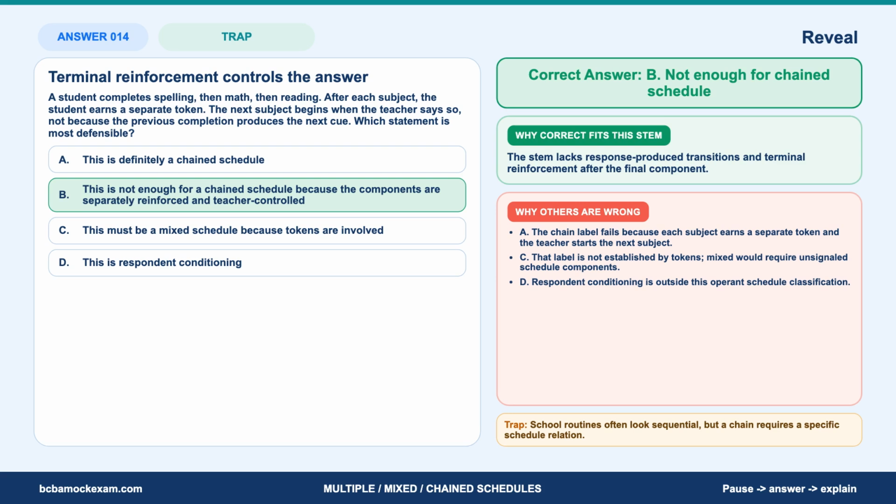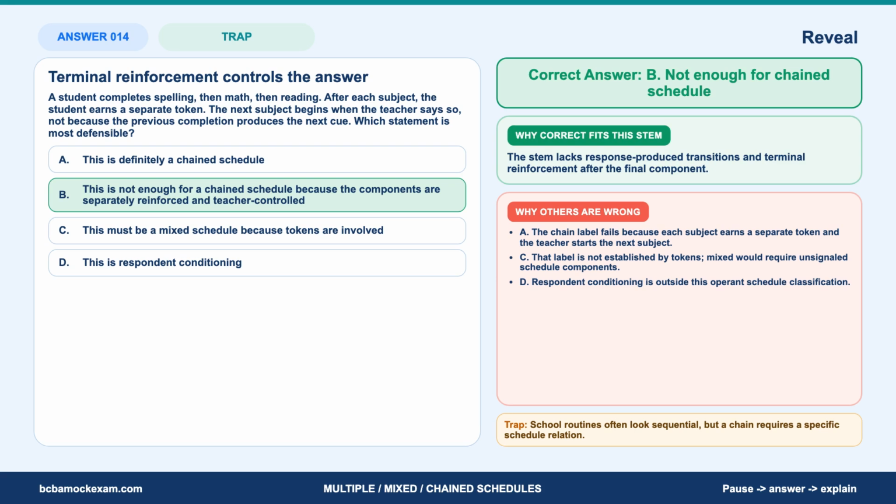Here is why it fits this stem. The stem lacks response-produced transitions and terminal reinforcement after the final component. Now, check the distractors. For A, the chain label fails because each subject earns a separate token and the teacher starts the next subject. For C, that label is not established by tokens. Mixed would require unsignaled schedule components. For D, respondent conditioning is outside this operant schedule classification. The tempting answer fails because it skips one part of the schedule relation.